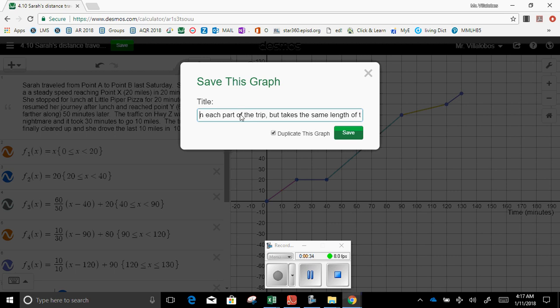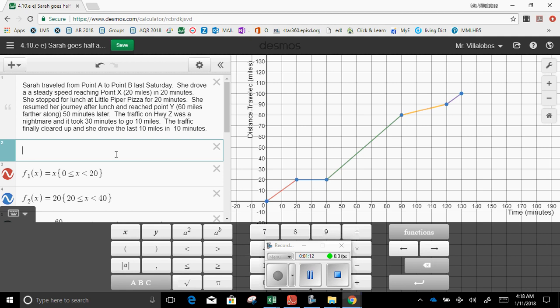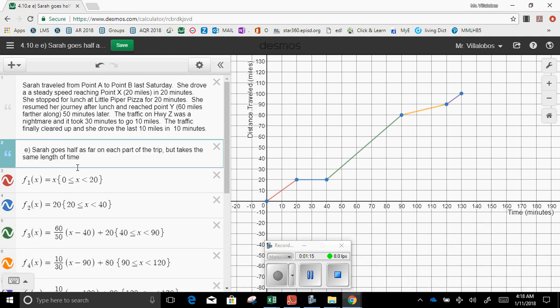Where half as far for each part, it takes the same length of time. So at the same time. Okay. So what does that mean? It means that it goes half as far on each part of the trip, but takes the same length of time.